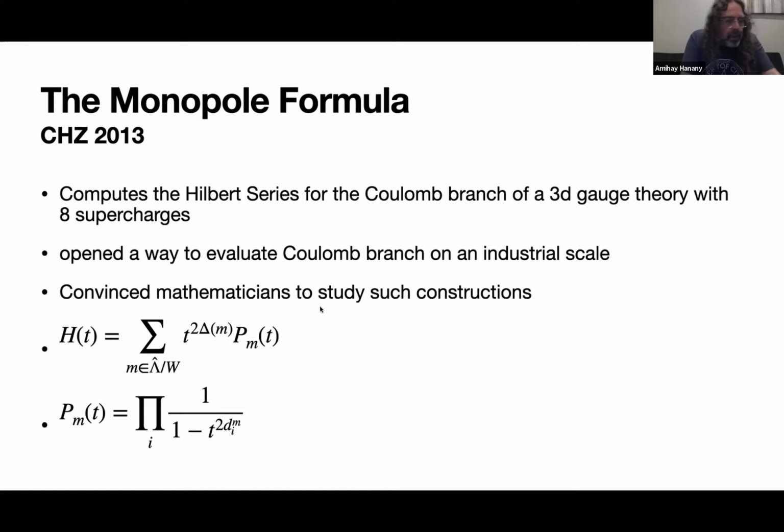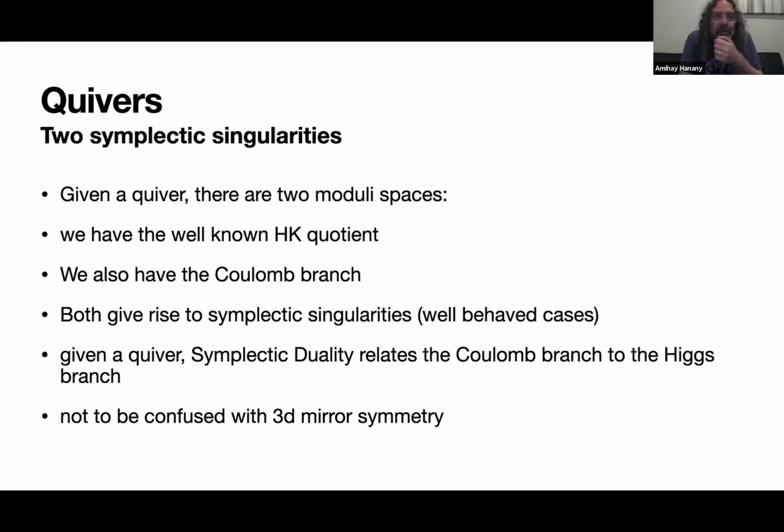Okay. Next, one easy way of getting singularities is to start with quivers. And Nakajima quiver varieties have been around for many years, and they've been used to construct a collection of symplectic singularities using the hyperkähler quotient.